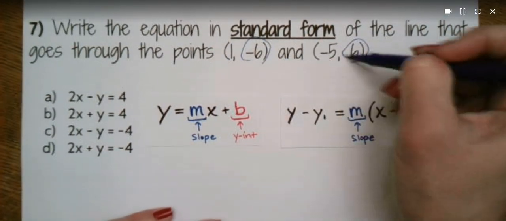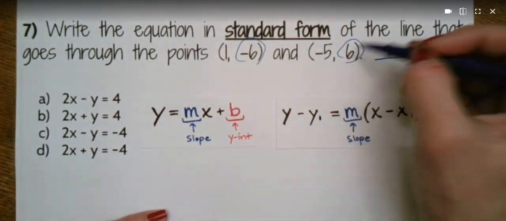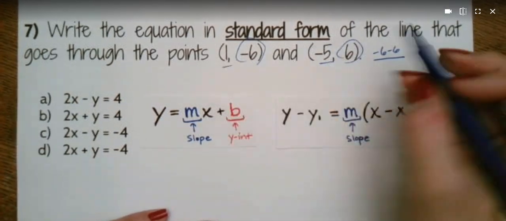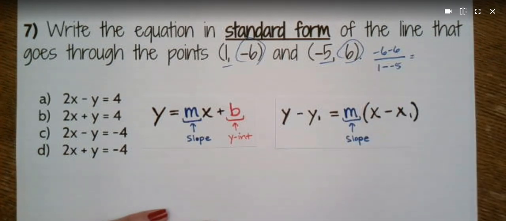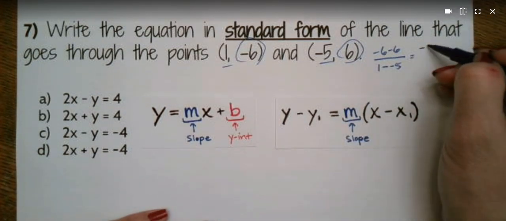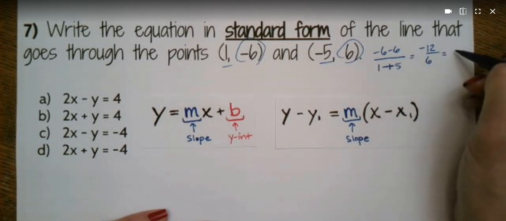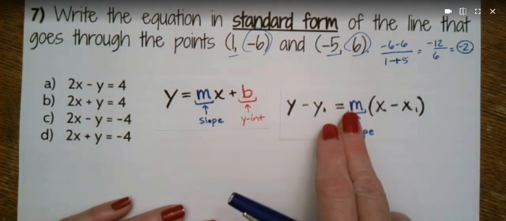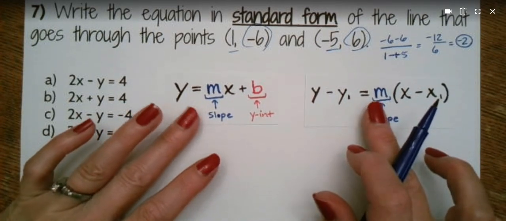Okay, eyes on the y's, people. We want to subtract the y's to find the slope. -6 minus 6. And then subtract the x's, 1 minus, and this is -5. So I got the double negative in the bottom. In the top, I'd have -12. This is plus, making it a 6. -12 divided by 6 is -2, so I have my slope. Okay, slope is -2.